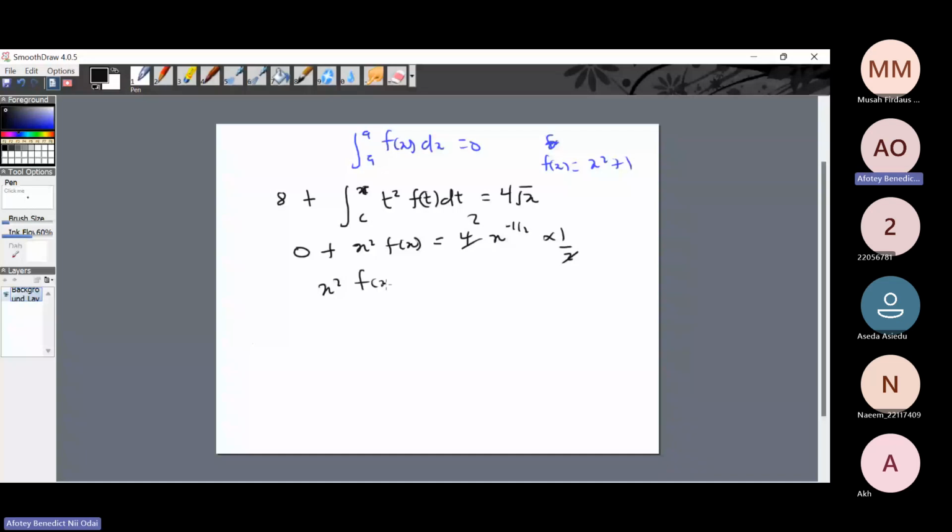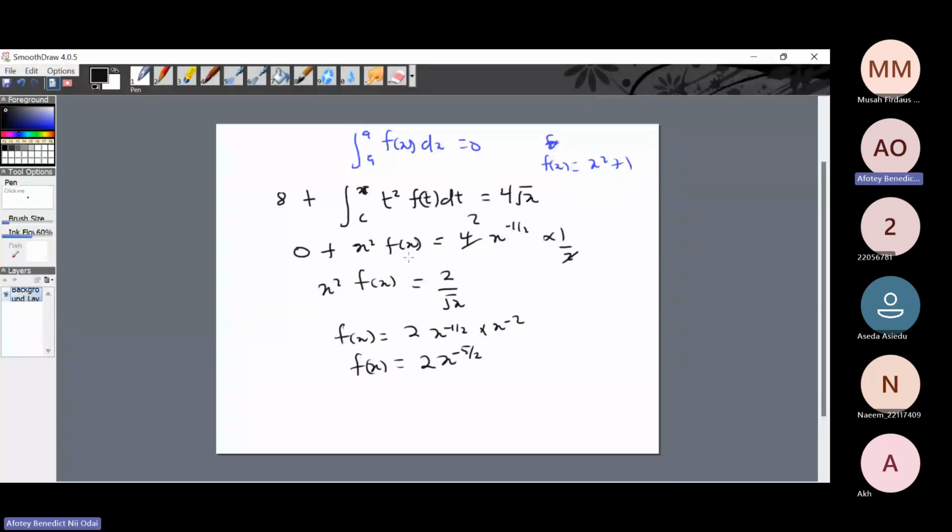Now f of x is equal to what? 2 the root of x to the power half, times x to the power negative 2. So we end up getting f of x is equal to 2 x to the power negative 5 on 2. Now we have f of x. Now remember the question, we have been asked to find c.